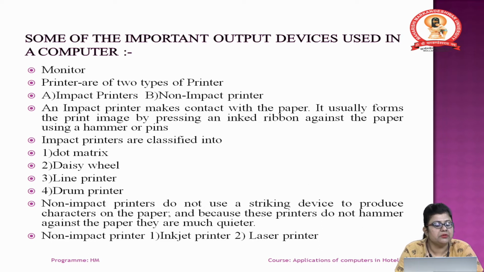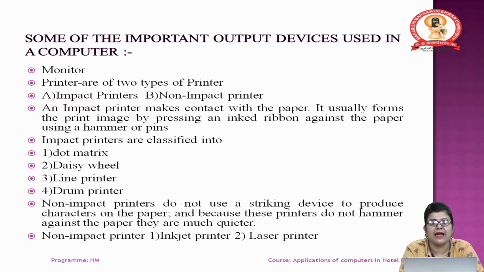Now we have talked about the monitors. Now talking about another topic, that is printers. Printers are of two types: impact printers and non-impact printers. Impact printers make contact or make impact with the paper, with the ribbon, so that images can be pressed, that is called an impact printer.